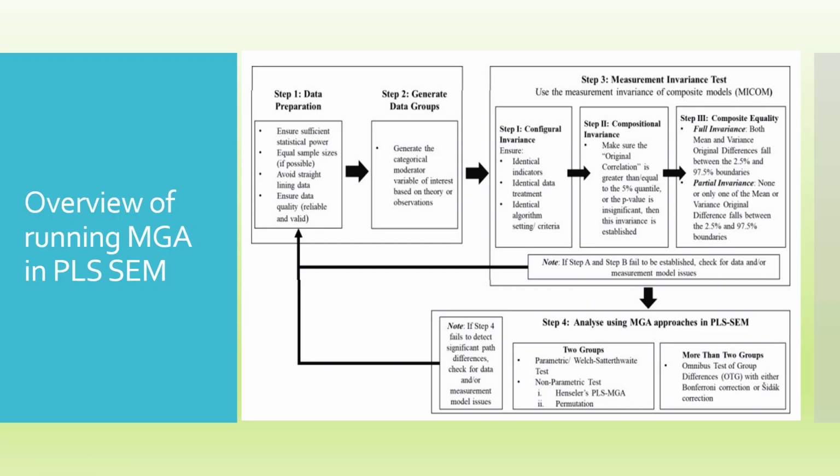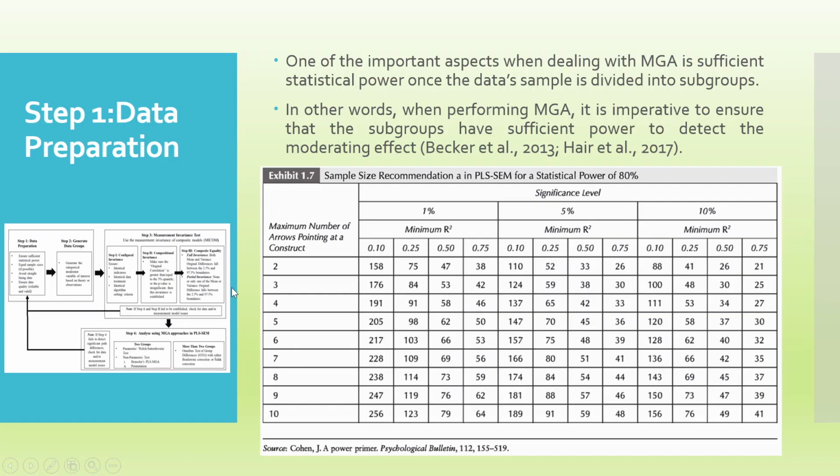Now, how to do this? Let's see. The first step is the data preparation. One of the important aspects when dealing with MGA is sufficient statistical power. Once we have collected the data, we should have enough sample size to run MGA.